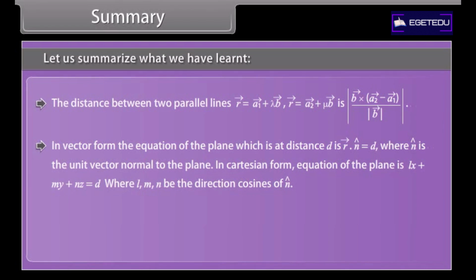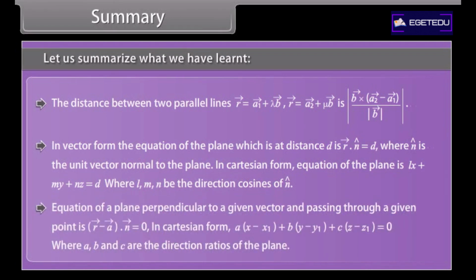In Cartesian form, the equation of the plane is as follows, where l, m, n are the direction cosines of cap n. The equation of a plane perpendicular to a given vector and passing through a given point is, in Cartesian form, as follows, where a, b, and c are the direction ratios of the plane.